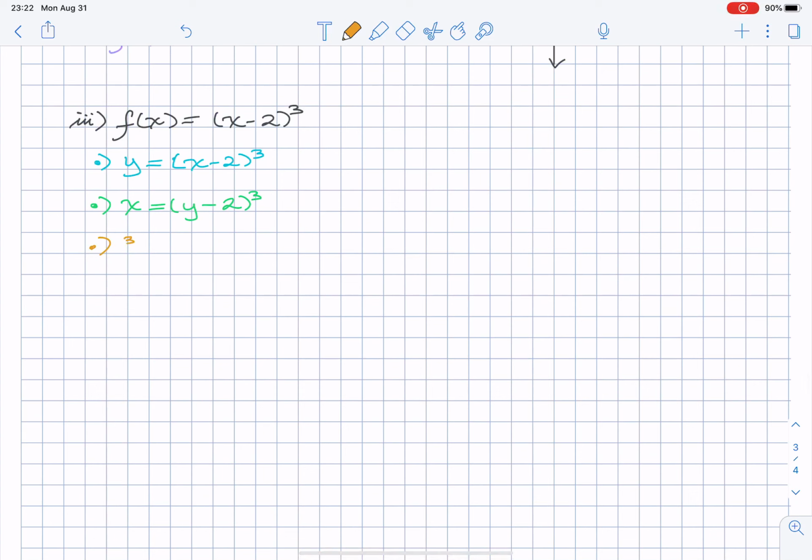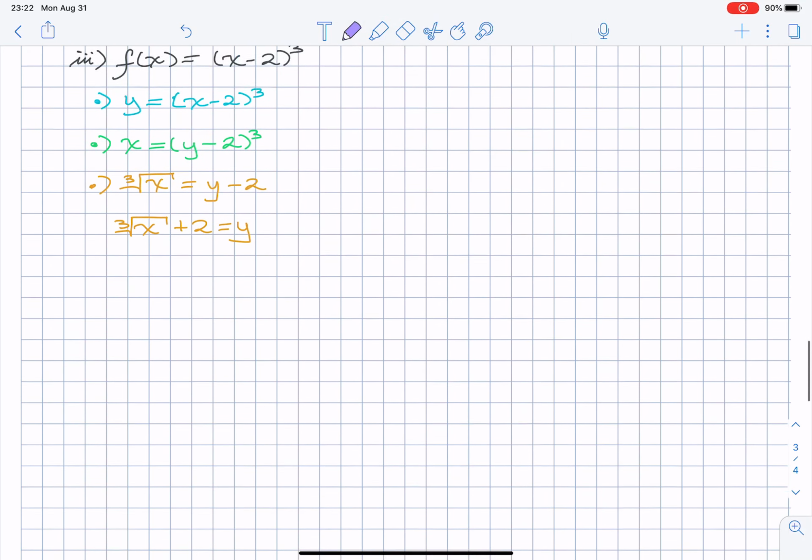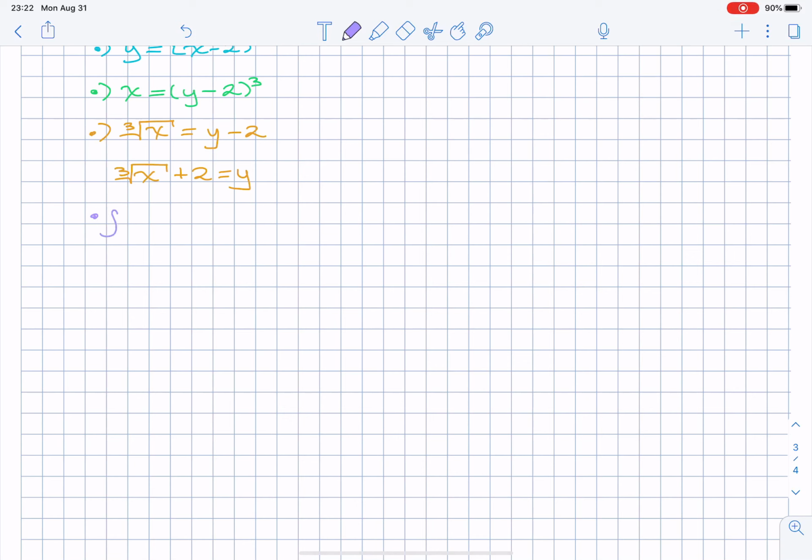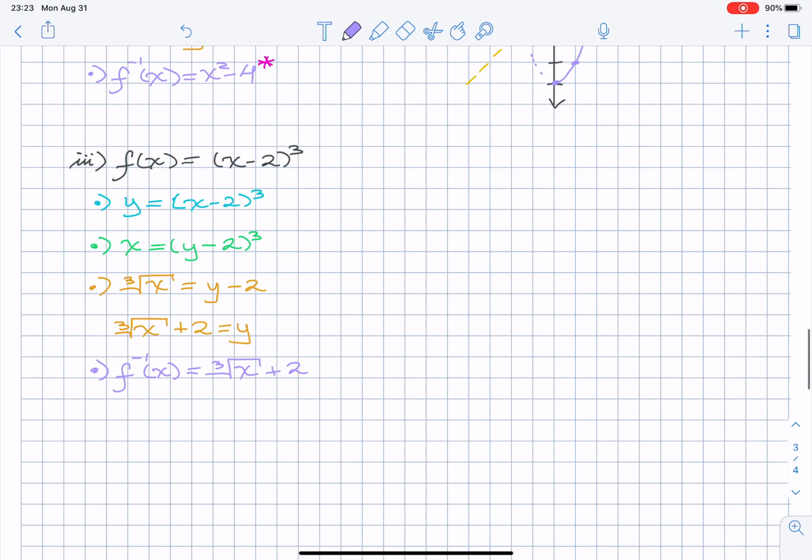So let's take the cube root of both sides in order to undo the cube on the right. And then we will add 2 to both sides. And finally, I will call that my f inverse of x. Which of course is just the cube root function shifted up 2.